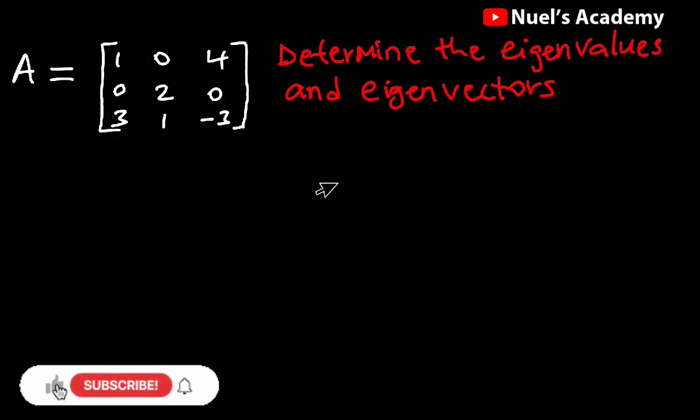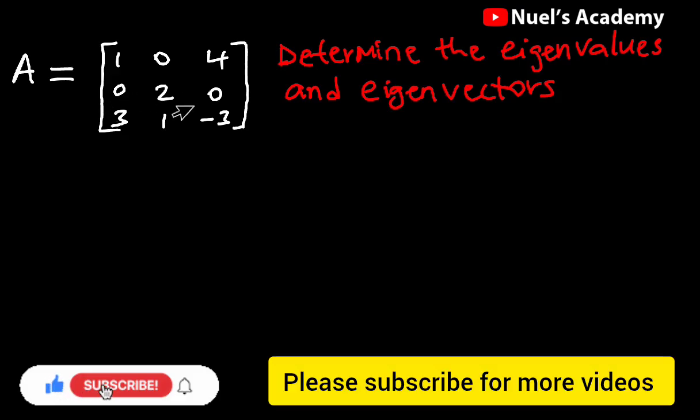In this lesson, we're going to be learning how to determine the eigenvalues and eigenvectors of a 3x3 matrix. So here is the question. If A is equal to this matrix, in row 1 we have 1, 0 and 4. In row 2 we have 0, 2 and 0. Then in row 3 we have 3, 1 and negative 3. Then we are asked to determine the eigenvalues and eigenvectors.